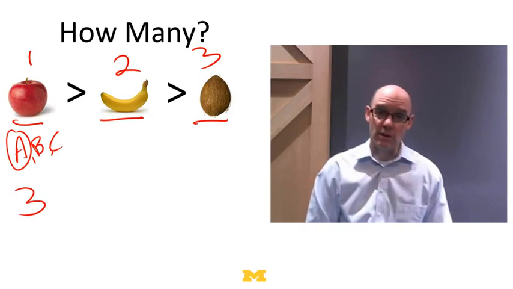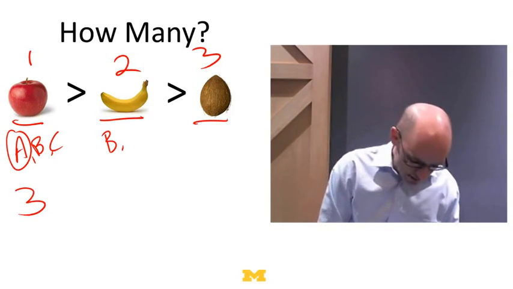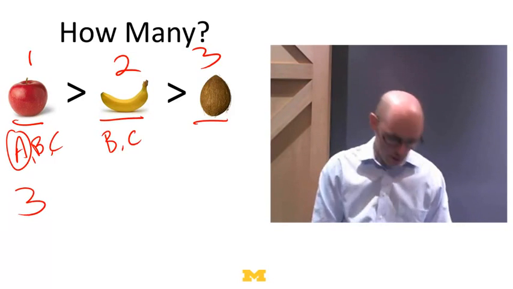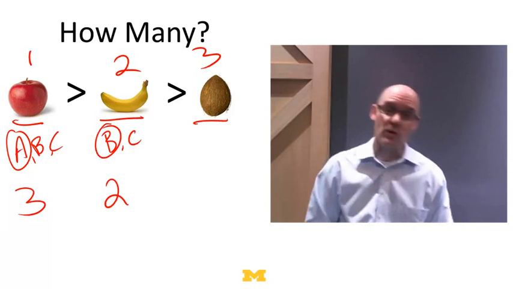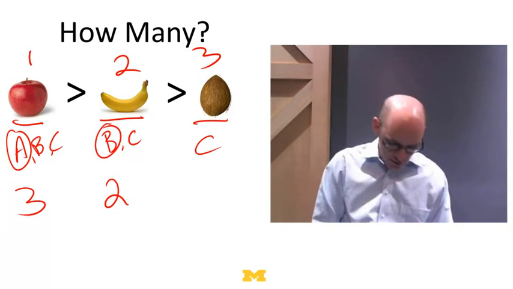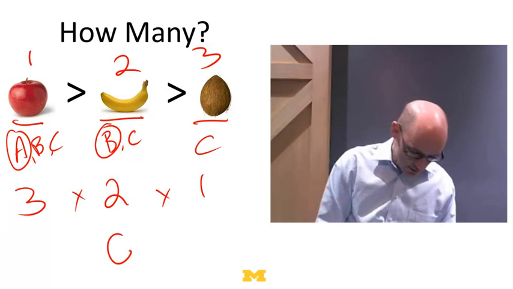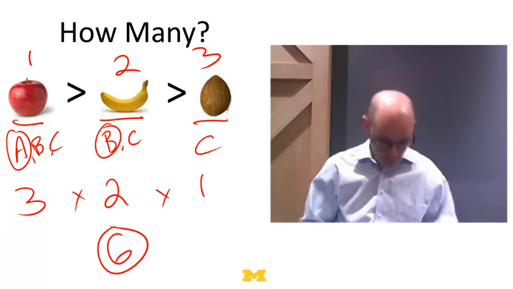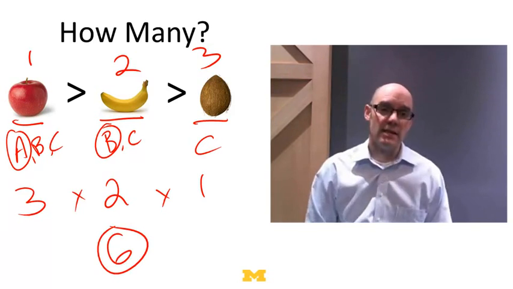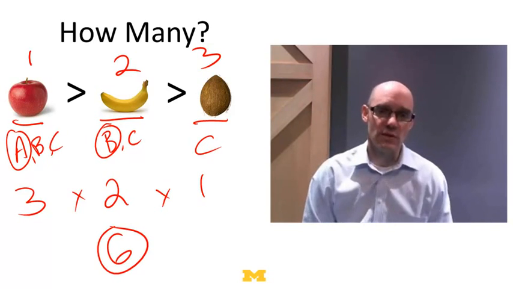There were 3 possibilities. Once I've chosen the apple first, I've got 2 things I could choose next, the banana or the coconut. I choose the banana, but I could have chosen any one of 2. But once I get to the third thing, I've only got 1 thing left. So there's 3 times 2 times 1, which is 6. So there's only 6 ways to have rational preferences over these 3 alternatives.